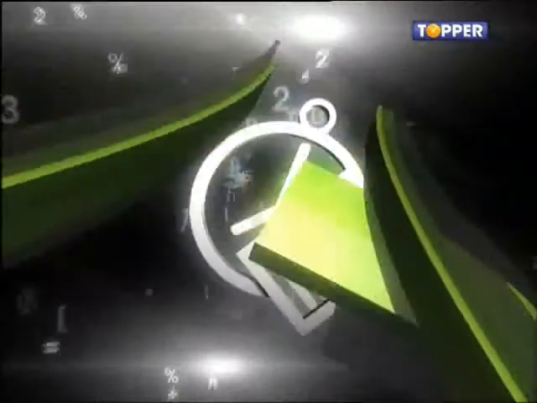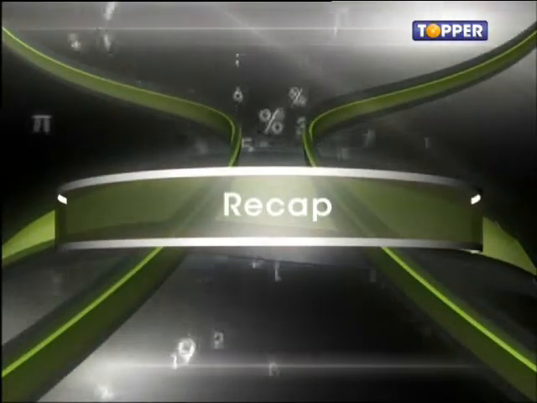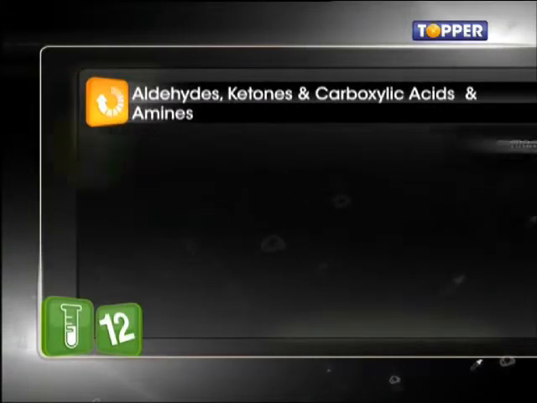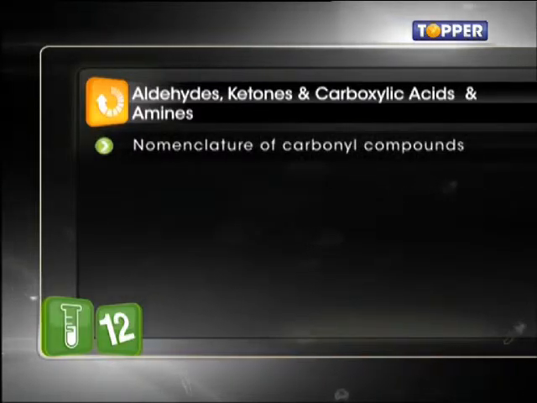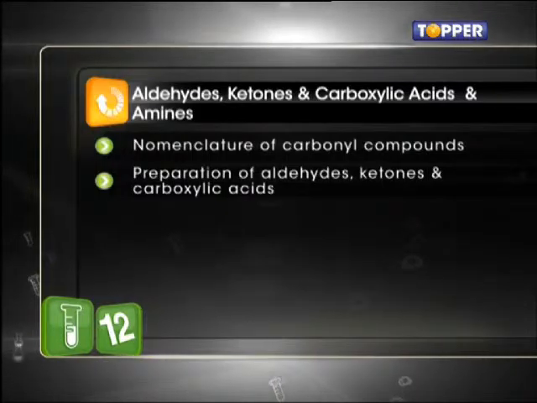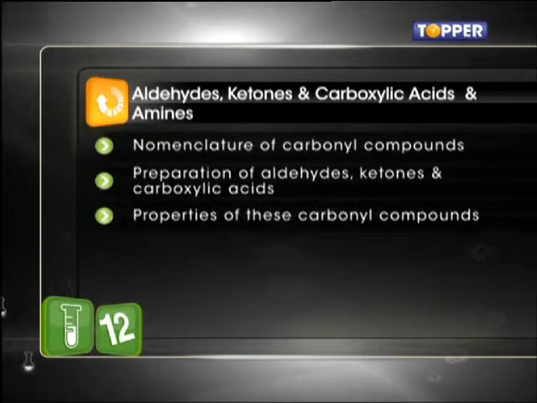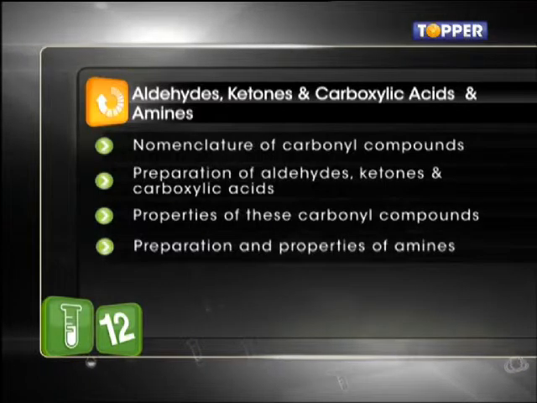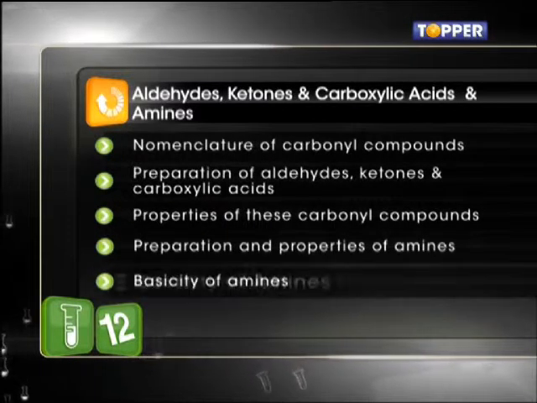Well, now that you know the weightage of this chapter and the type of questions asked in the previous years, let us begin with the preparation for this year's board exams. So let's quickly revise the important points from this chapter and head to our questions. In these chapters, we did nomenclature of carbonyl compounds, preparation of aldehydes, ketones and carboxylic acids, properties of these carbonyl compounds, preparation and properties of amines, and basicity of amines.